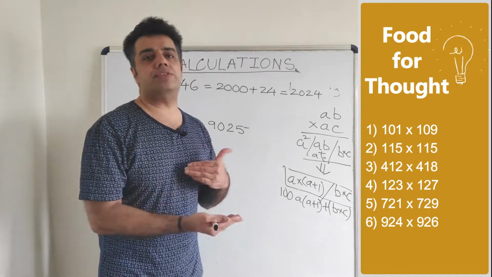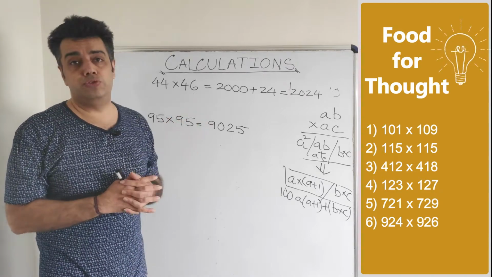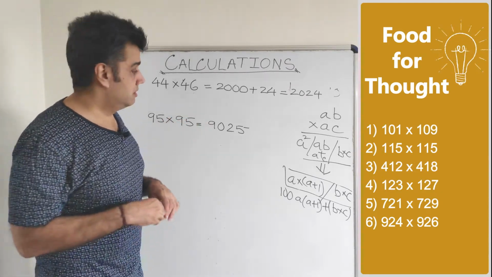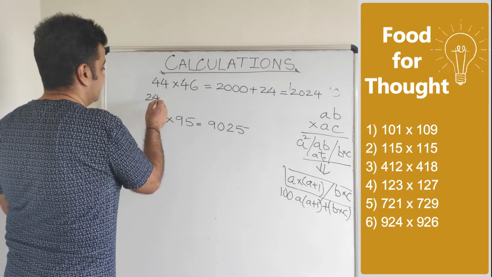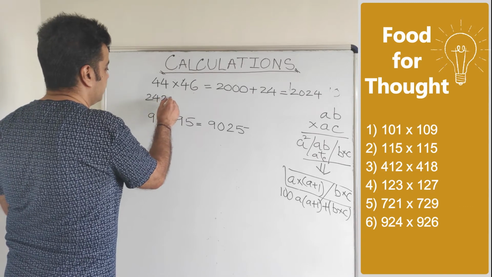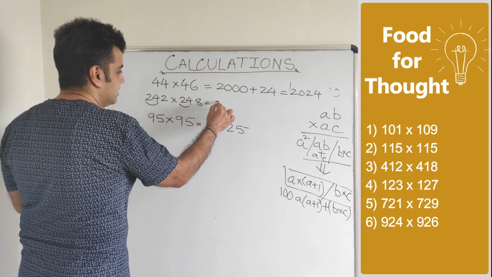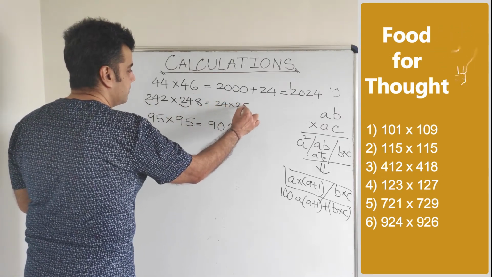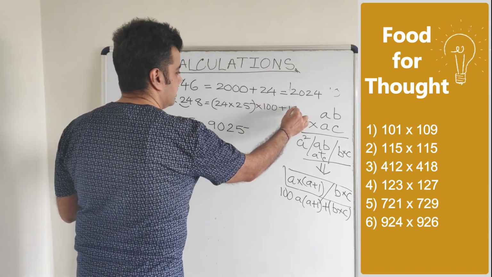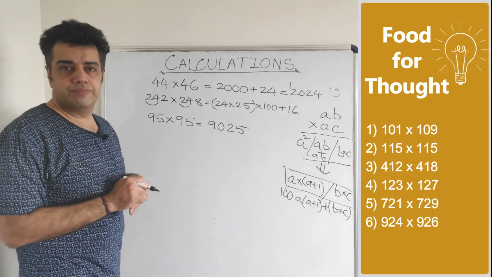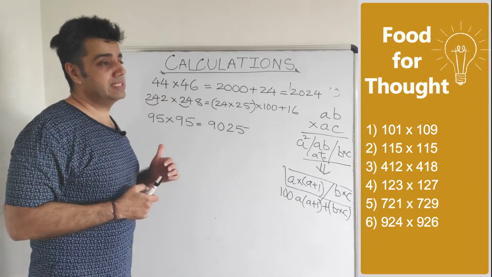Can I extend this concept to triple digit numbers as well? I can. Just to give you a hint, if somebody gives me a question like 242 into 248, I can take 24 as the tens part and say this is nothing but 24 into 25, followed by 2 zeros, which is multiplied by 100, followed by 8 into 2, which is 16, and you can work out the answer. So this is how you take your learnings to the next level.